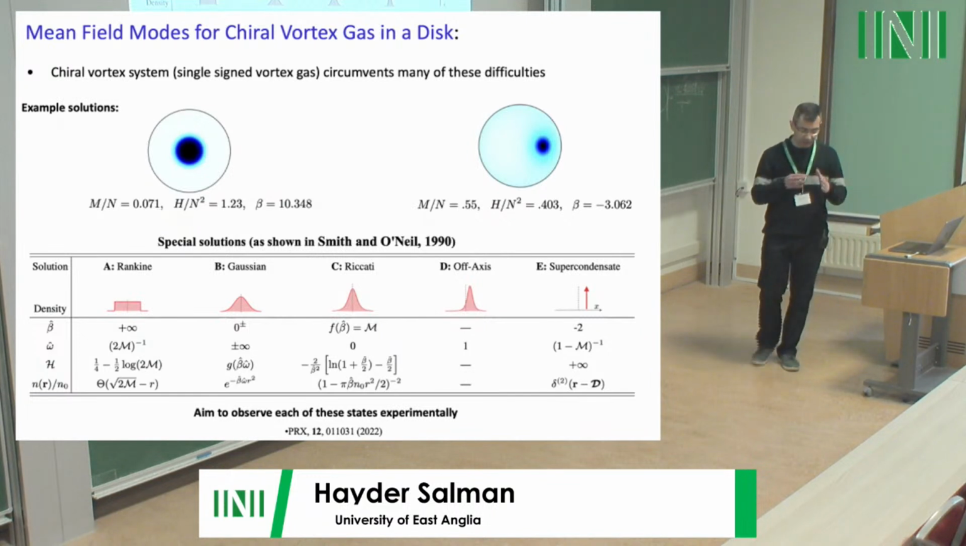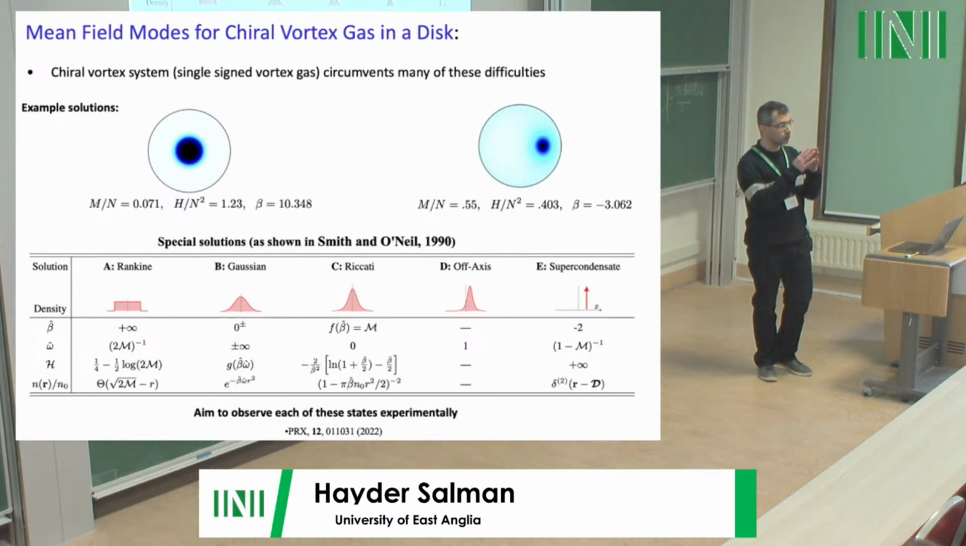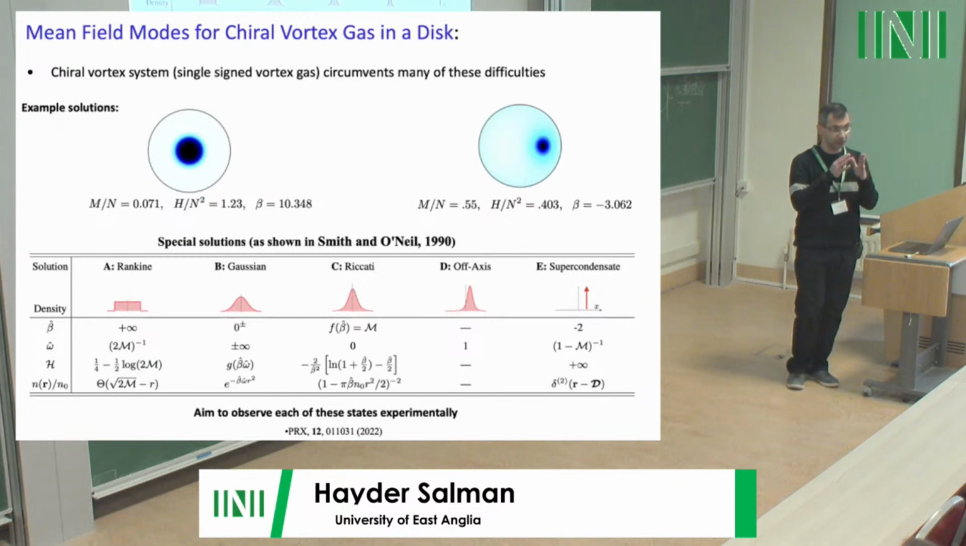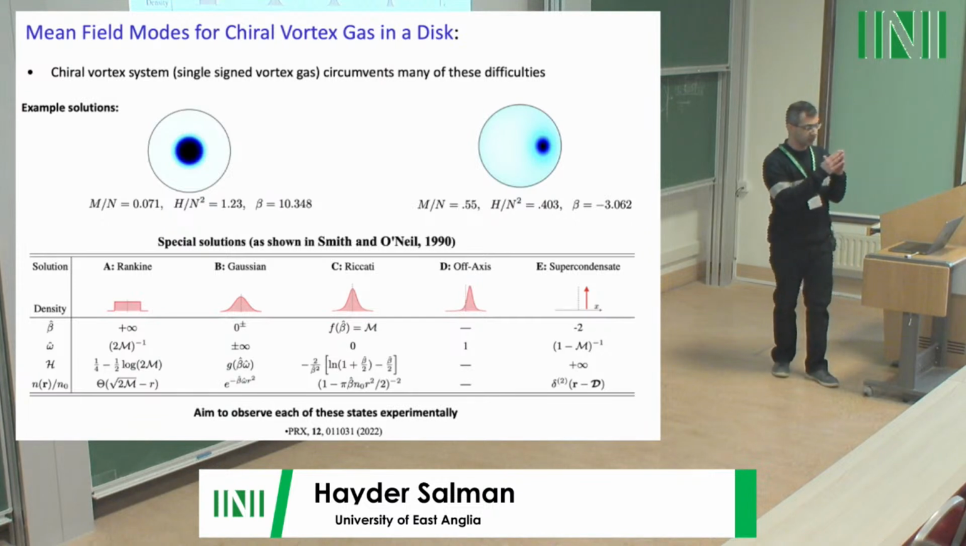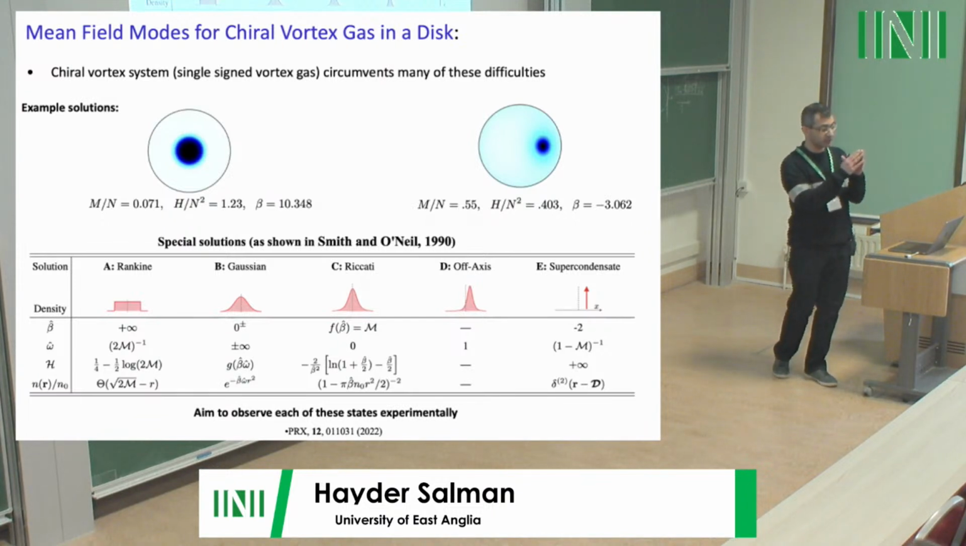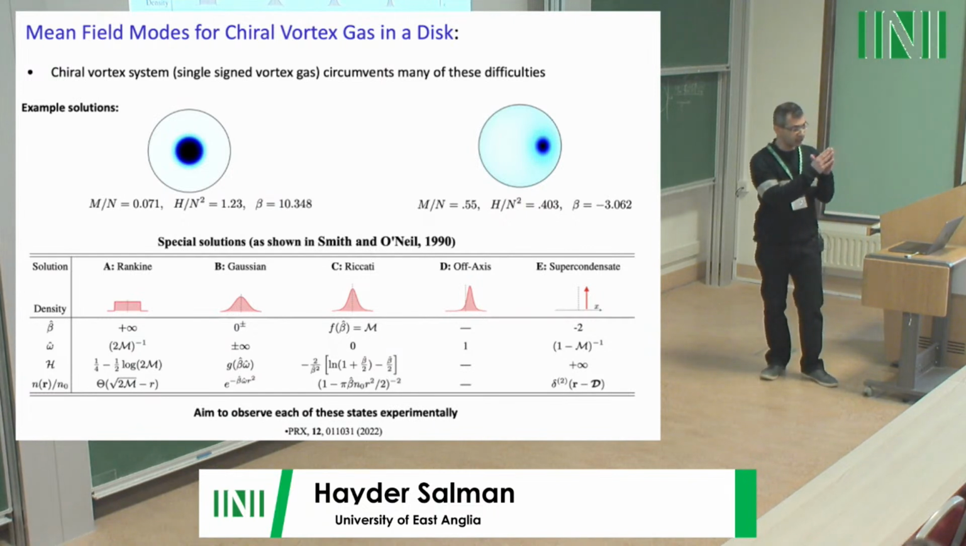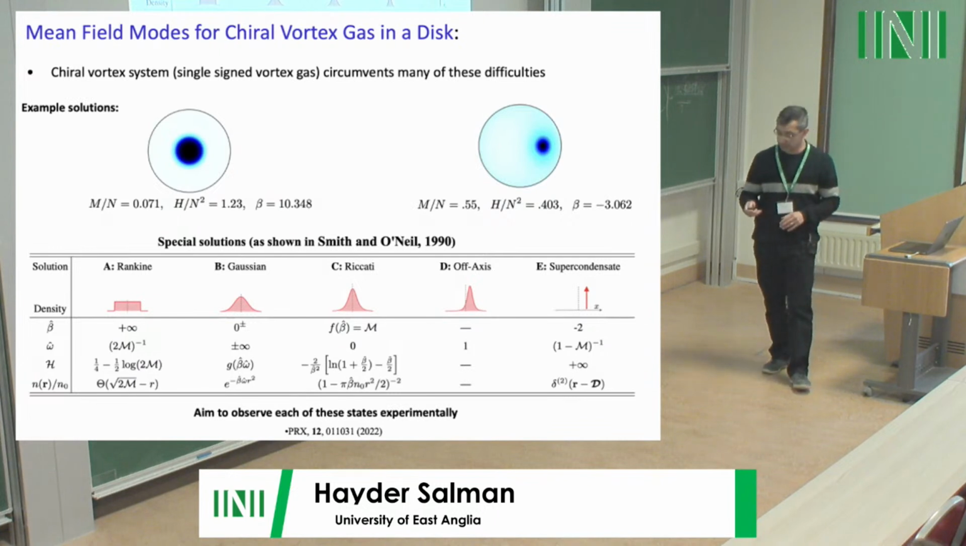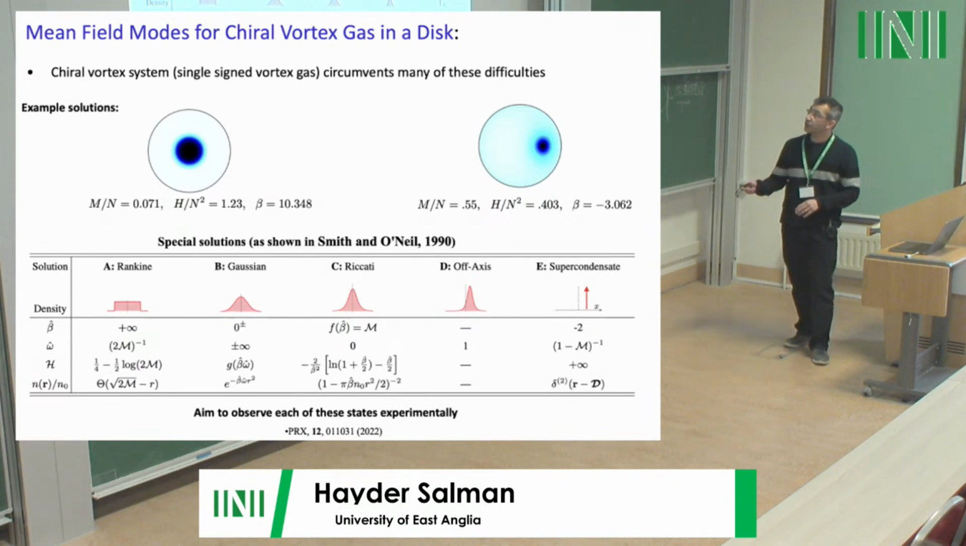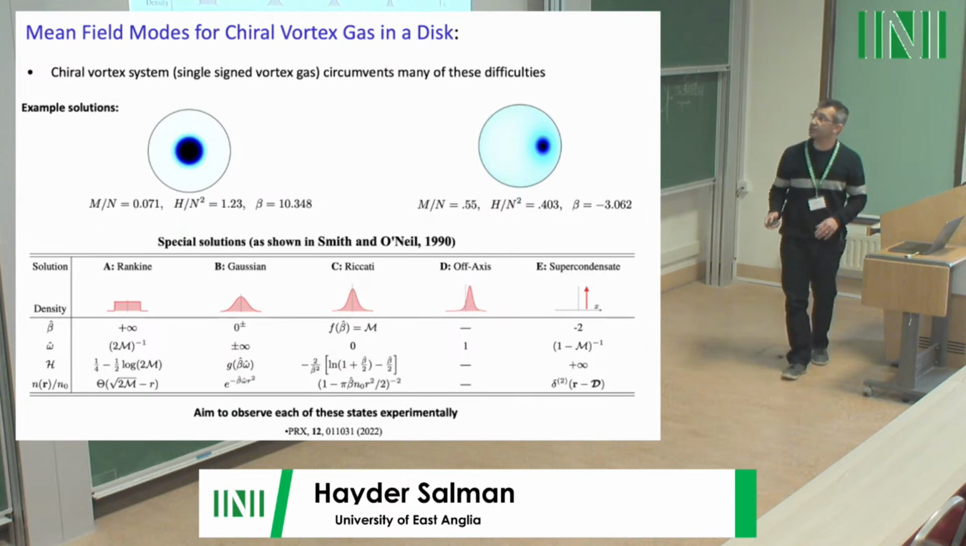But then at some point, as the vortex distribution becomes more and more peaked, it becomes impossible to satisfy the constraints of energy and angular momentum conservation. And so the only way that the system can continue to satisfy both is for asymmetry breaking to occur, and then the cluster has to move off-center to maintain conservation of angular momentum. And so this was predicted, as I said, by Smith and O'Neill.